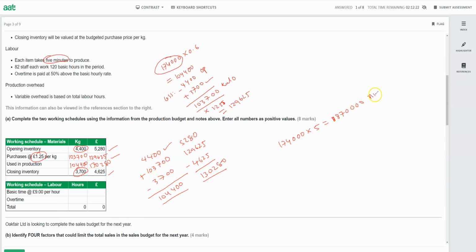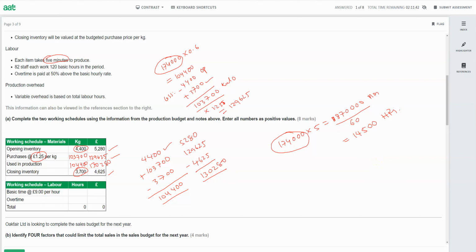I need 870,000 minutes. But as all the workings we're going to do in hours, we need to divide by 60 to find out how many hours. Divide by 60, so convert into hours. So we need a total of 14,500 hours to complete this 174,000 unit production. Now these hours we need in total for the labor.